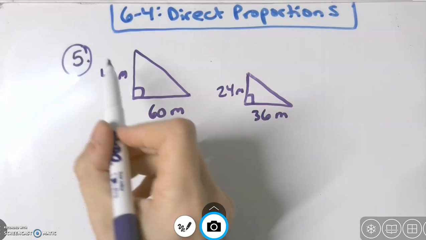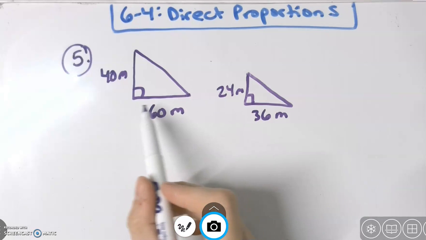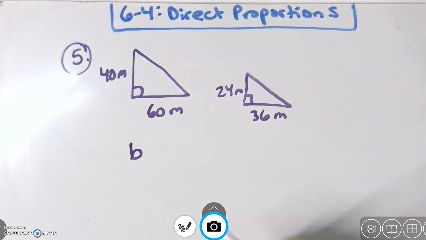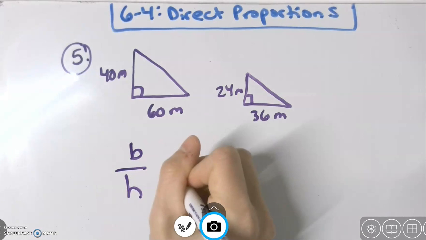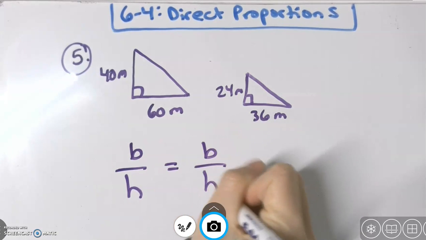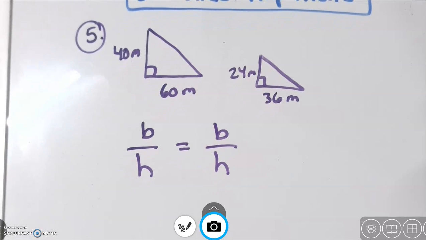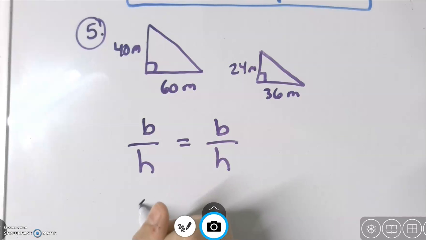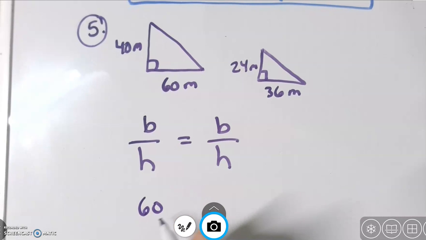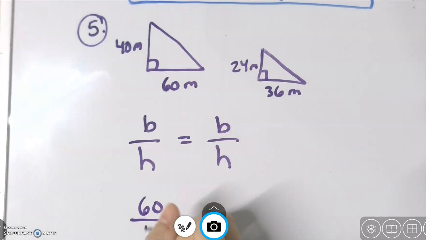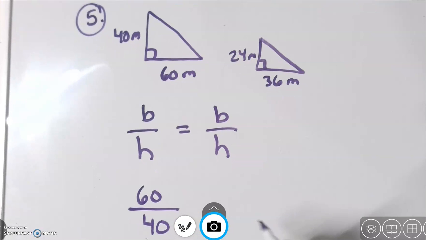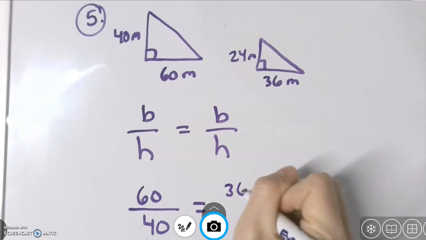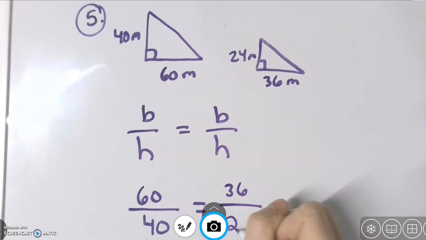To do that, this here is my base. See it? Base is the bottom of your triangle. They want to set up a proportion that is base over height equal to base over height. Super easy. What's my base here? 60. And that's over my height, which is 40. And that's going to be equal to my base, 36, over my height, 24.